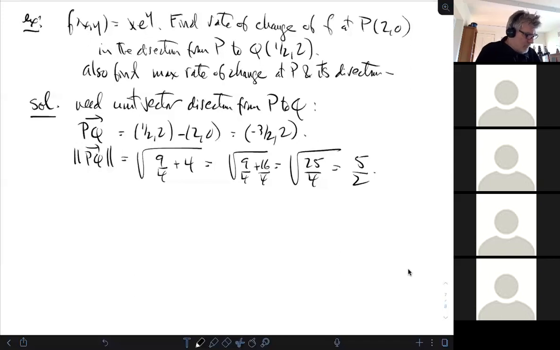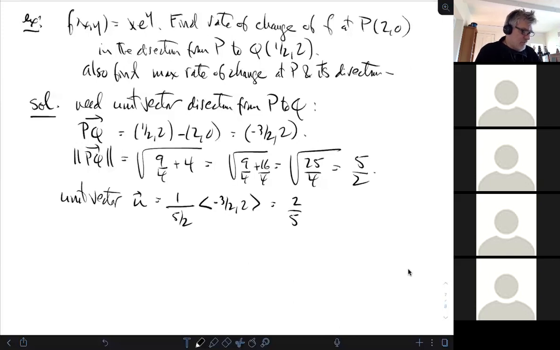Okay, so the unit vector U will be 1 over 5/2 times PQ, which is minus 3/2, 2. If you prefer, 2/5 times minus 3/2, 2. So that's our unit vector U.